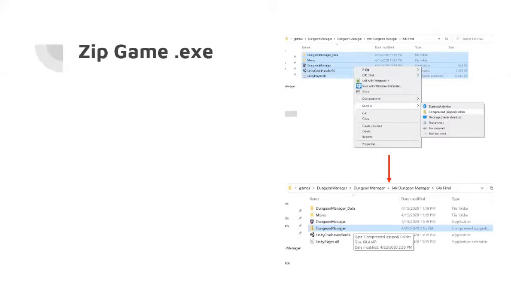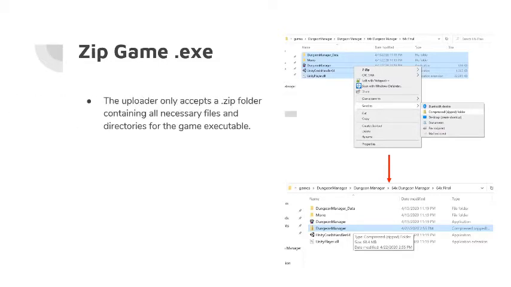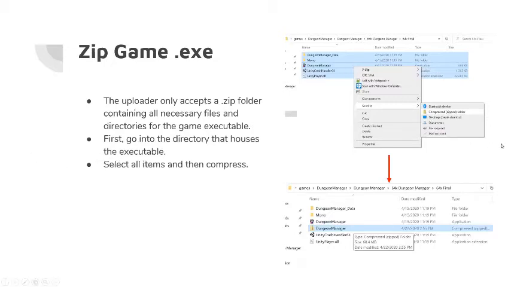So first, teams are going to have to make a zip folder that houses the game executable and all the necessary files that they're going to need. The uploader only accepts a zip folder. Doesn't accept anything else. So first, they're going to go into the directory that houses the executable. As you can see here, you can select all the items and then right-click and compress.